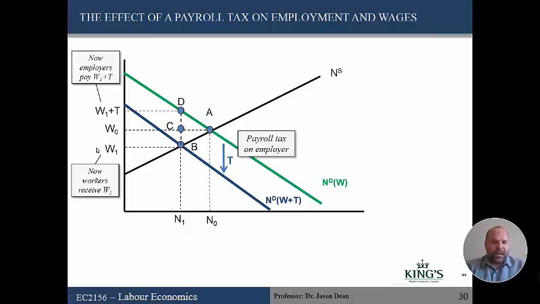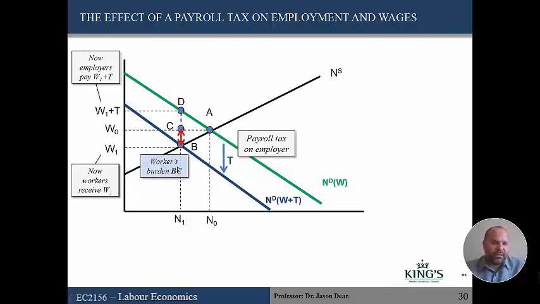Now the firms are going to have to pay W1 plus the tax. So now this is what the firms will have to pay, and they used to just pay W0. Okay, so you can see here that the burden of this tax is shared between the employers and the workers.